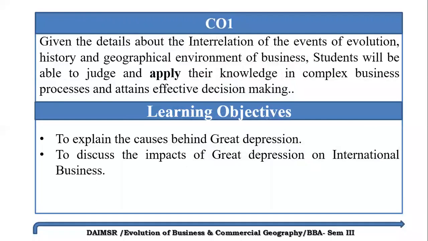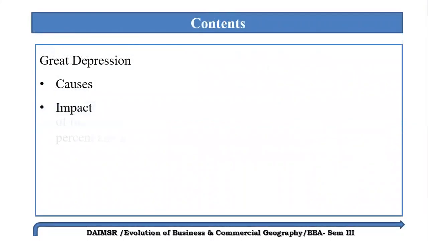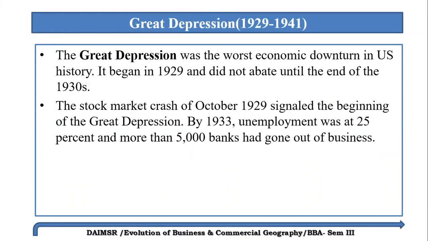I hope you have heard this word earlier, the Great Depression. The Great Depression was the worst economic downturn in US history. It began in 1929 and did not abate until the end of the 1930s. The stock market crash of October 1929 signaled the beginning of the Great Depression. By 1933, unemployment was at 25% and more than 5,000 banks had gone out of business. So, you can understand how strong it was.